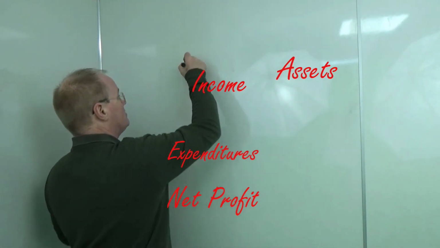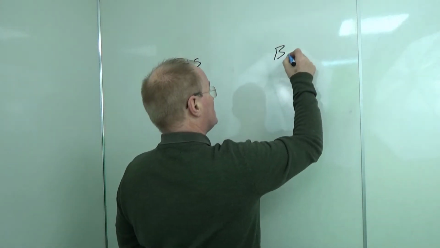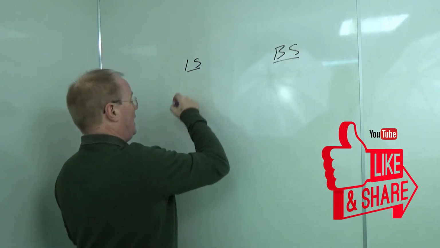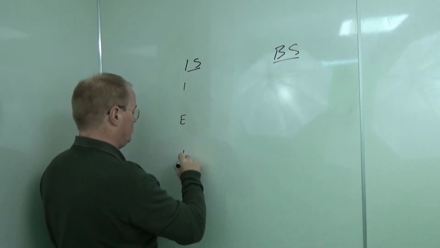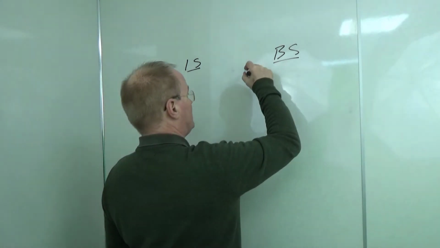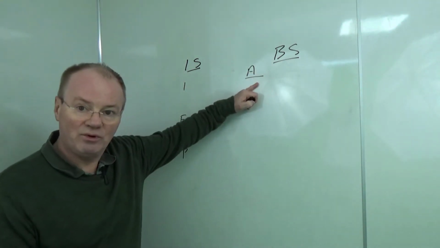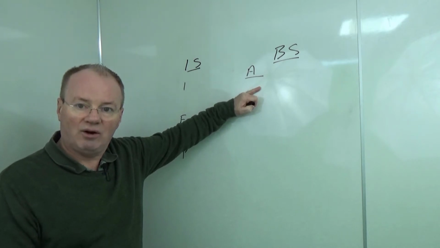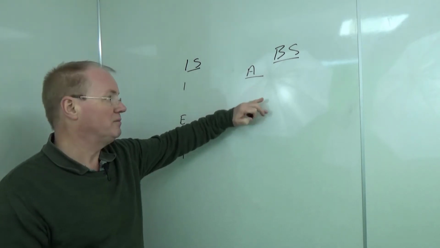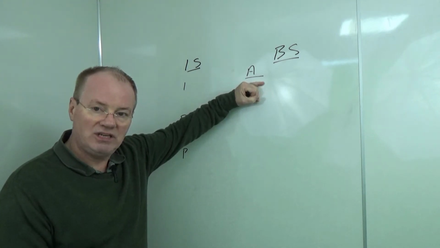So we had the income statement, we'll just put income statement there, and we've got the balance sheet. And so we've got income, expenditure, profit. Profit is going to then go into assets. And it's assets that is really where we are going to take ourselves onto the road to financial freedom. It's only by building our assets that we are going to achieve that.